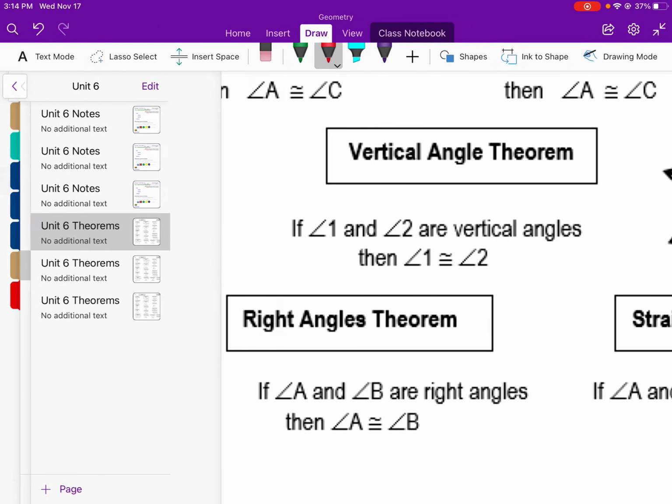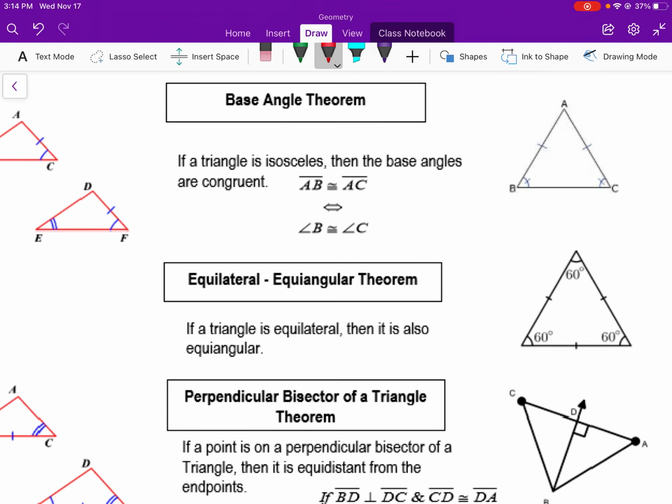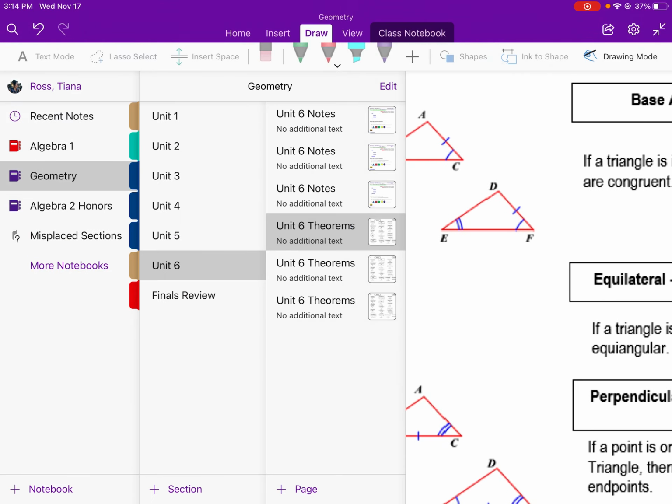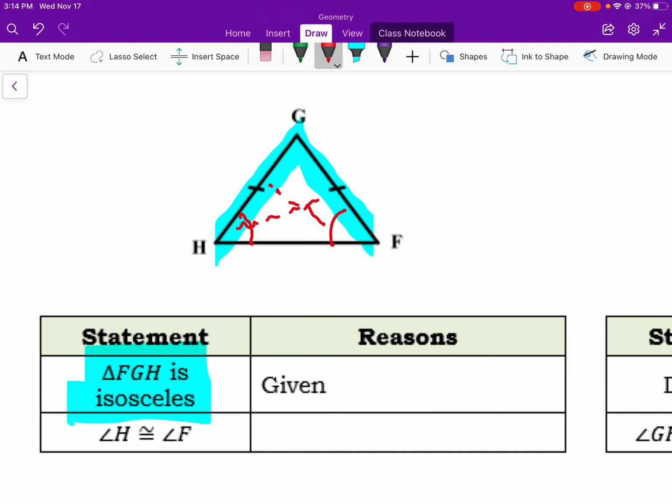If a triangle is isosceles and the base angles are congruent, that's exactly what we were just talking about. So base angle theorem is going to be my reason here. Base angle theorem.